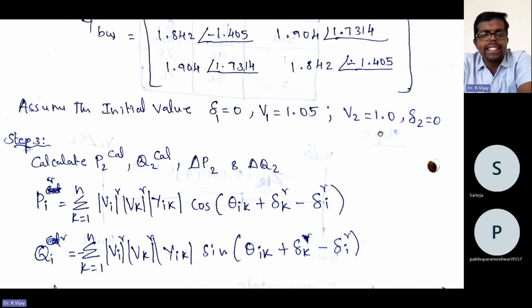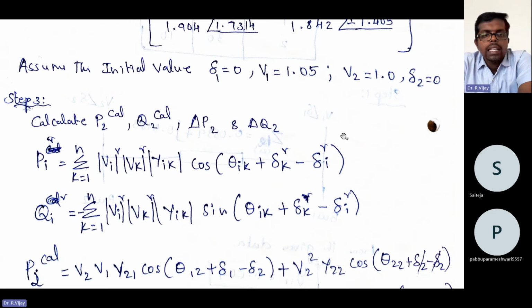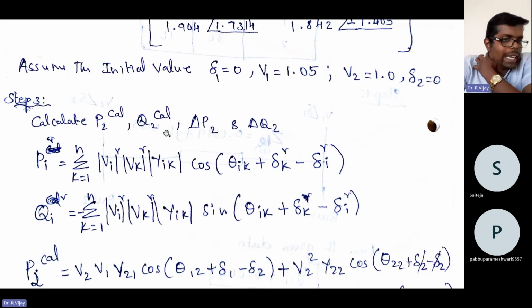So the next step is step number 3: calculate the P2 calculated and Q2 calculated values. Why from the second bus? Because for the first bus, the values of voltage are already mentioned. So now we need to calculate for the second bus, P2 calculated and Q2 calculated.